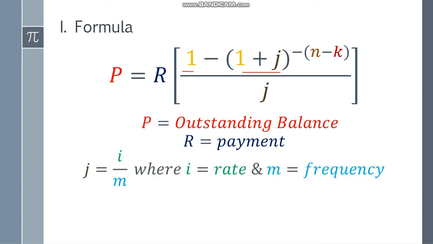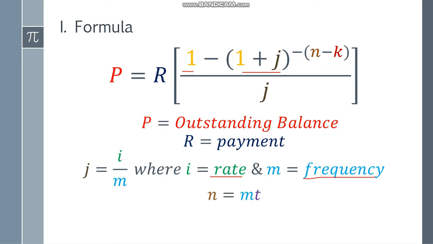Next one, j is equal to i over m. Okay, ano ba yung j? So, i over m yan. So, ang i natin ay rate. So, 20%, 30%, 15%, some percent, and you have to change it to decimal form. At ang m naman will be frequency and I will discuss it later. Ipapakita ko sa inyo sa next slide.